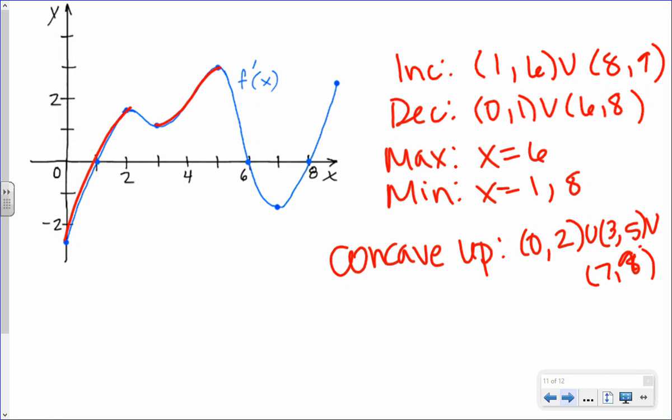Okay, inflection points, what do they look like on the derivative graph? Where we change directions: inflection point, inflection point, inflection point, inflection point. So inflection points are your relative minimums and maximums if we're looking at the derivative graph.